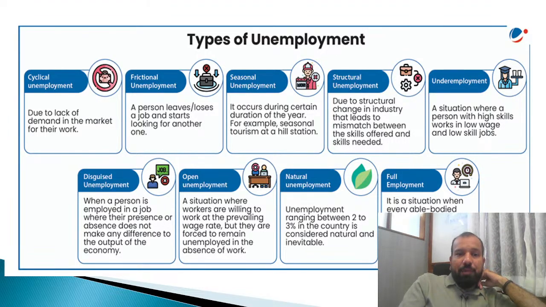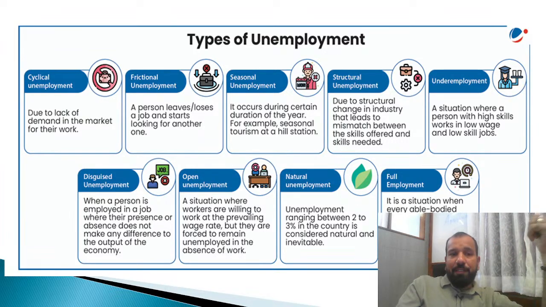Frictional: a person leaves or loses a job and starts looking for another. That is called frictional. Suppose today you have resigned from organization A on the 10th of May and you are joining the next organization on 10th of June. These 30 days will be called frictional unemployment. So the gap between leaving one organization and joining another, you remain unemployed for a few days. Sometimes you get terminated or let go, and you have to wait 6 months, 1 year to search for a new job. That is called frictional unemployment.